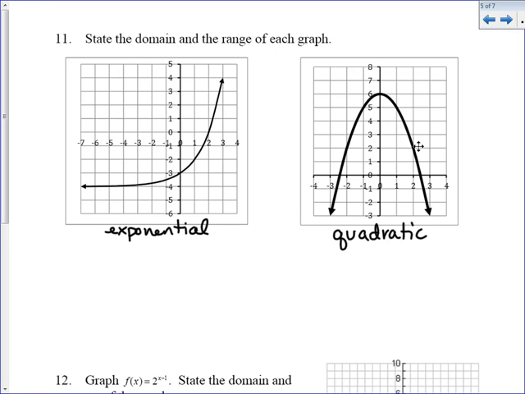Now I didn't ask you to label them, but it's just helpful to know the shapes that we had for our graphs. Because what's the domain of any exponential? Negative infinity to positive infinity.